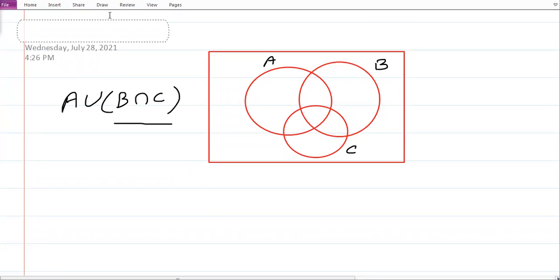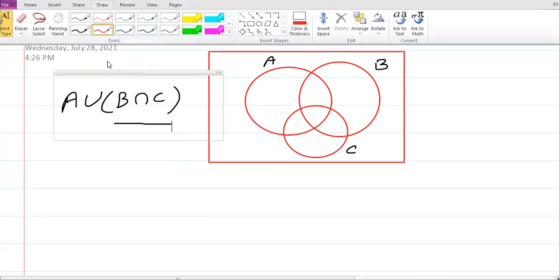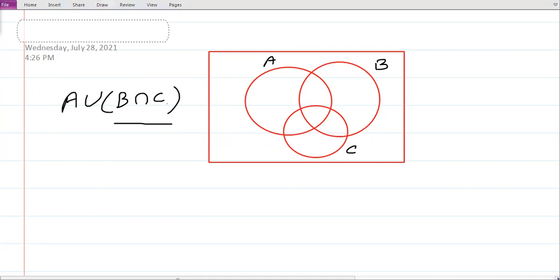All right, we have to shade A union B intersection C. So first shade this B intersection C. This is B intersection C. First shade just B. First I will shade just B, B meaning inside the B. This one is inside the B. Okay. Then C means inside the C. Which one is inside the C? This one is inside the C.